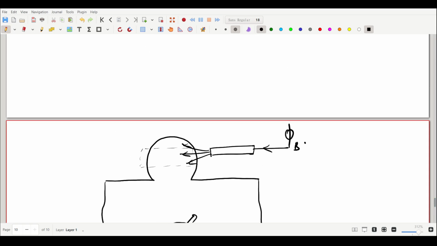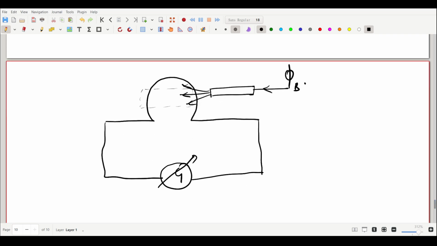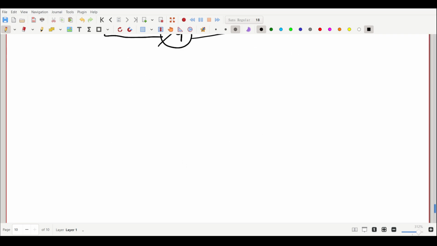If there is a current, there should be an electric field also, right? Somehow it induces an EMF, then induces an electric field. The electric field pushes the electrons, which gives a current. So the electric field is also induced, EMF is also induced, and current is also induced at the same time.